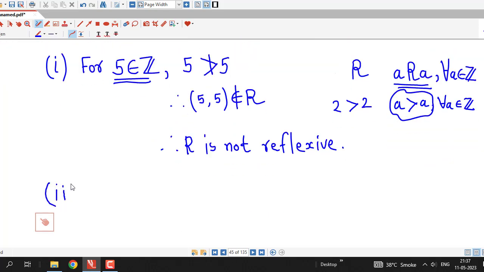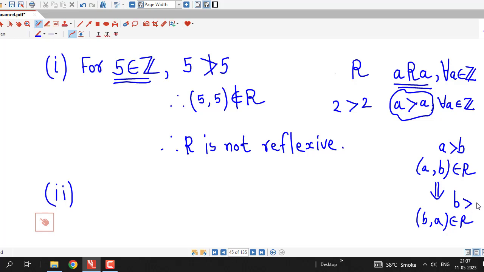Second property is the symmetric property. We know that a relation is symmetric if whenever (a, b) belongs to R implies (b, a) belongs to R. Here the relation is greater than, so we have to check that whenever a is greater than b implies b is greater than a. But this is obviously not correct. If a is greater than b, then b cannot be greater than a.